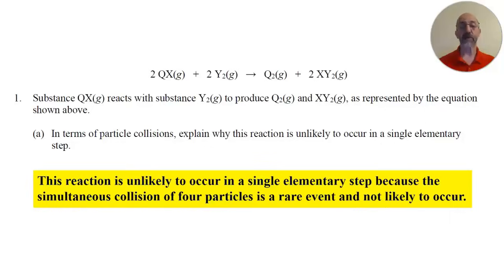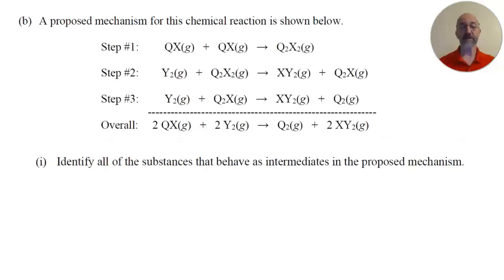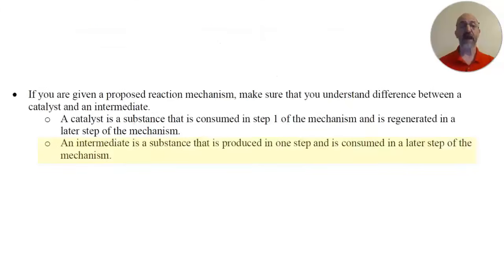So we are given a proposed reaction mechanism in part B. Let's take a look at part B. So in part B, it says a proposed mechanism for this chemical reaction is shown below. And then in part I of part B, it says identify all of the substances that behave as intermediates in the proposed mechanism. So you might remember from an earlier episode of AP Chemistry Review and Practice, an intermediate is a substance that is produced in one step and is consumed in a later step of the mechanism.